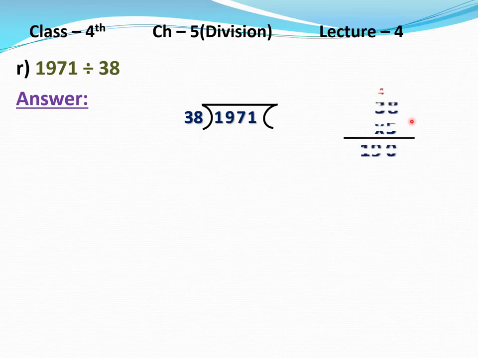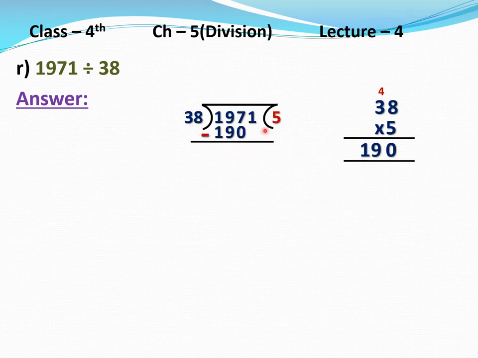Clear? Multiply 38 by 5. See, 5 8s are 40, write 0 here and 4 carry. 5 3s are 15 plus 4, 19, write 19 here. 38 multiplied by 5 is equal to 190. Now we will do subtraction. 7 minus 0, 7, write 7 here. 9 minus 9, 0. 1 minus 1, 0. Now take the next number, that is 1.